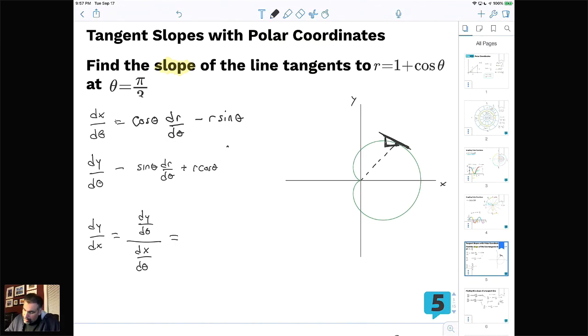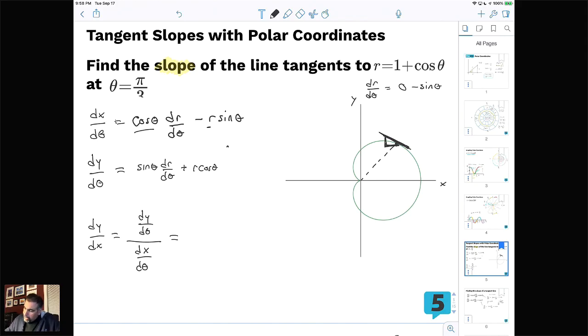And from here, we can now find the answer to our problem because cosine theta is a known thing, r is the given equation up here, and then dr over d theta can be computed from that. So let's just find those quantities. If this is r, then dr over d theta would equal 0 minus sine theta.